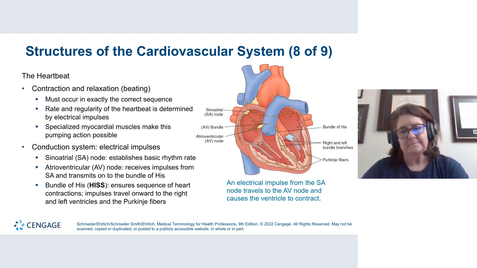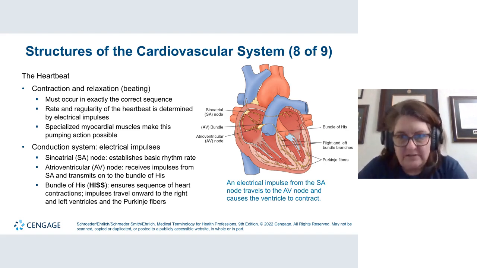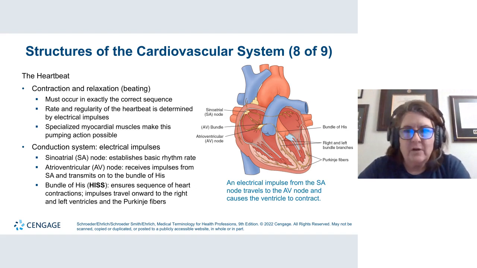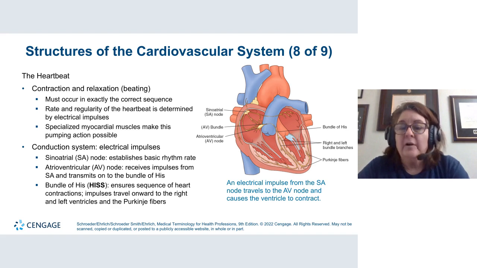Your heart is almost like two different systems. My sister always called them the plumbing system and the electrical system. Her husband had heart issues and he had different cardiologists who specialized in different things. She called one of them the plumber and one of them the electrician. That sounds silly, but honestly, it really is what they do.